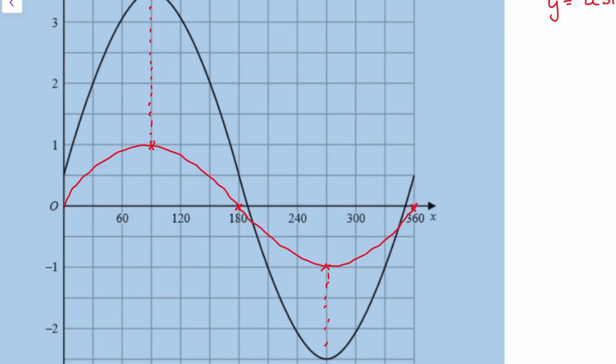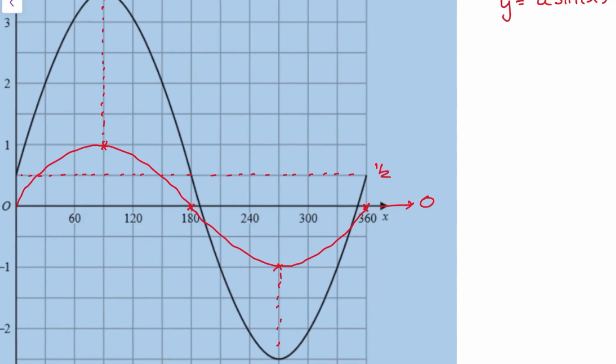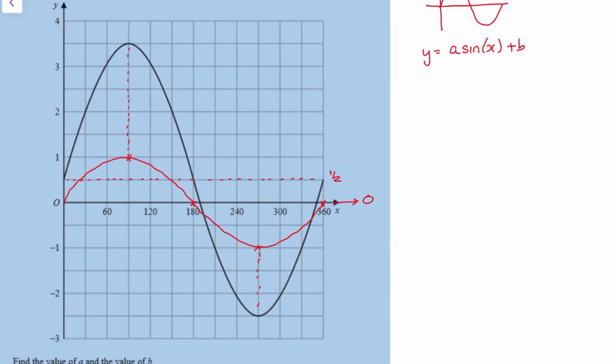So really all I'm asking is, how far have I stretched it up and down in the y-axis, and how far have I moved the overall graph up? Well, if you think about it, the normal sine graph oscillates around 0, whereas this sine graph here appears to oscillate around the point 1/2. So therefore I must have moved the whole graph up by 1/2. So relatively straightforward start. I can see it must be the case that b is 1/2 because I've moved my graph up by 1/2.